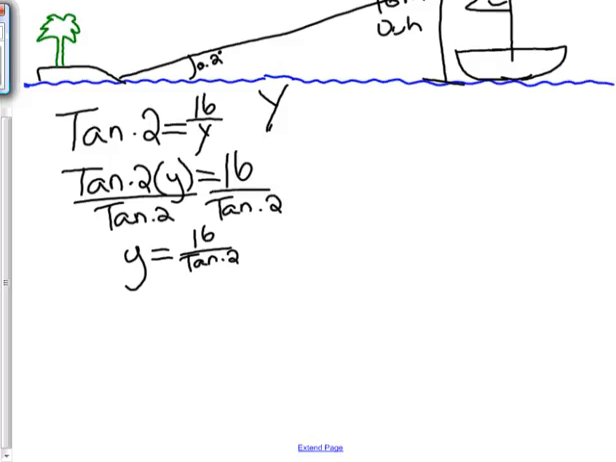What's 16 divided by tan 0.2? Okay, figure it out. What do you calculate? Put 16 divided by tan 0.2. That's 4,583.6. To the nearest meter, 4,584 meters. That's how far our boat is from the little island. Alright, that's all we have to find. So there's our answer.